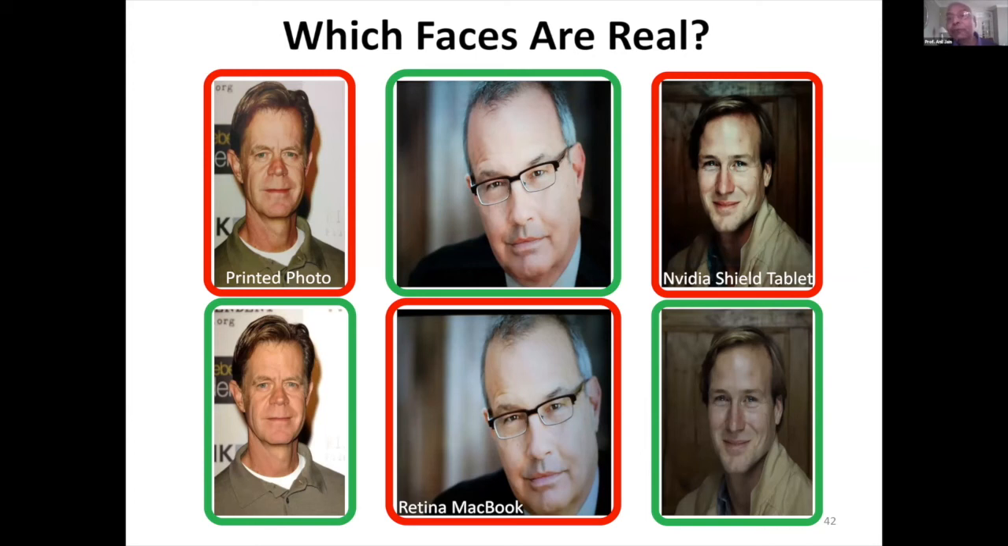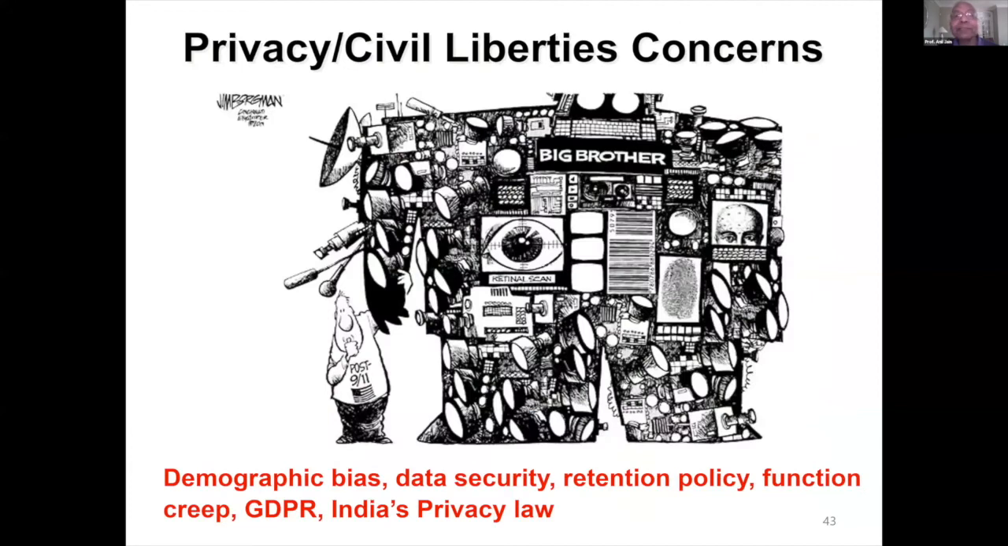But this is becoming more challenging as very high quality silicon masks are coming out, which cost about $2,000 or $3,000. So if somebody really wants to hack a jewelry store or so on, it's possible that they can fool the system. And I think the privacy and civil liberties I have already talked about. Some face recognition systems seem to work well for certain kinds of demographics than others. How the data is secured, retention policy of the biometric, and function creep.